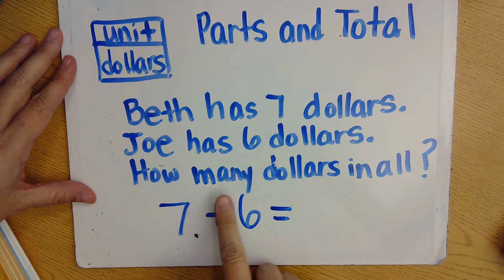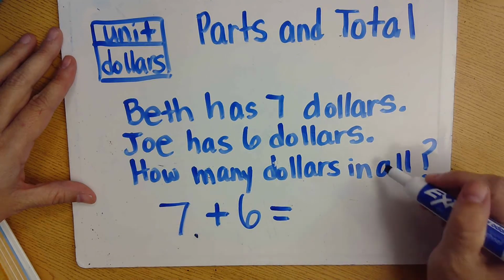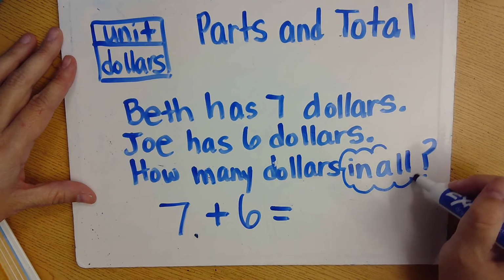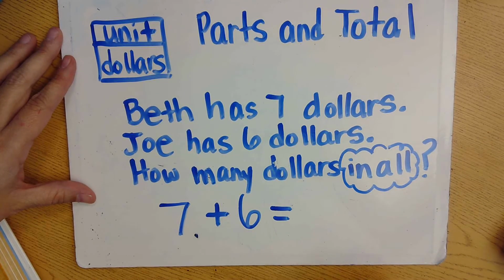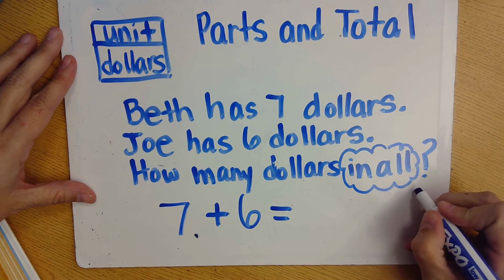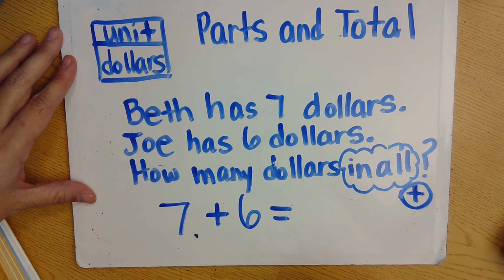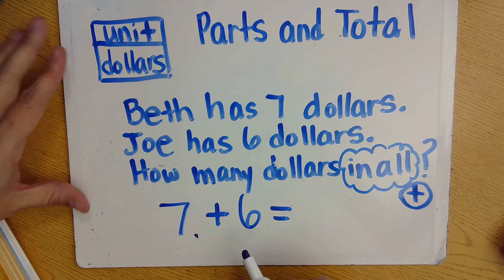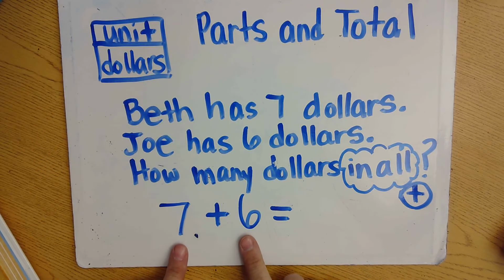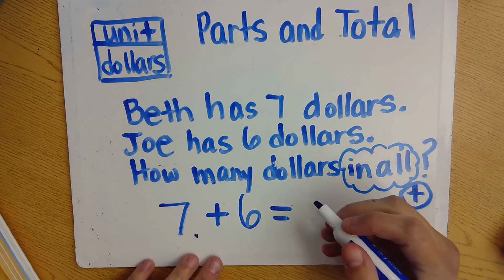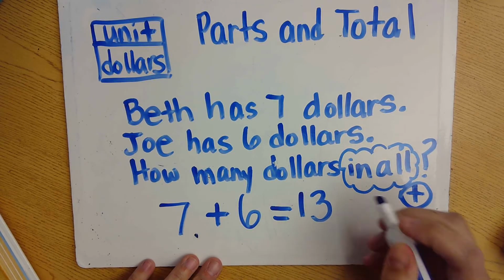And they want us to tell them how many in all. If I see these words, in all or all together, that is a key word that means adding. We want to add when we see words like that, in all or all together. 7 plus 6, I'm going to use the doubles strategy to help me figure out this problem. I know that 6 plus 6 is 12, plus 1 more would be 13.